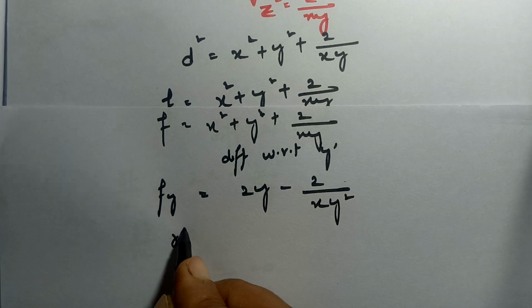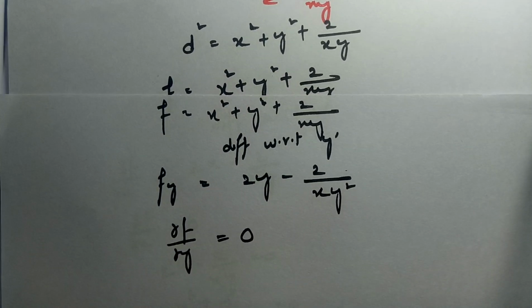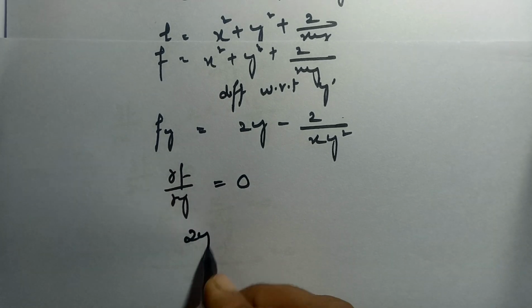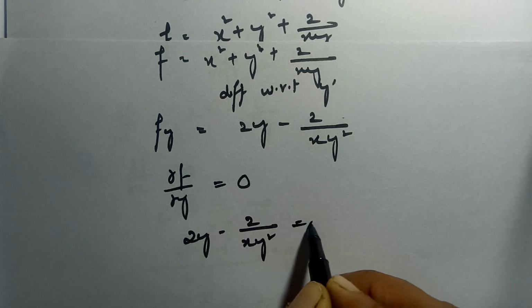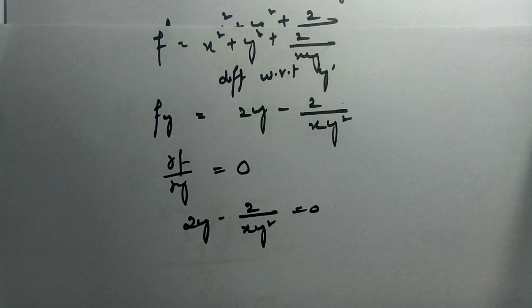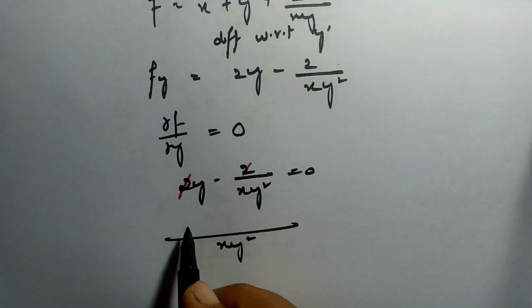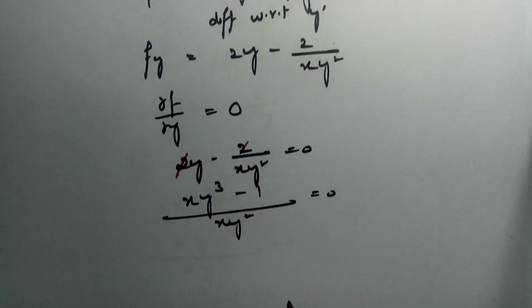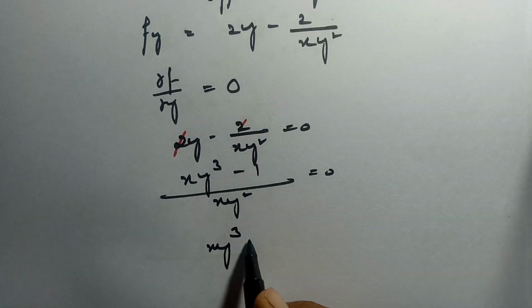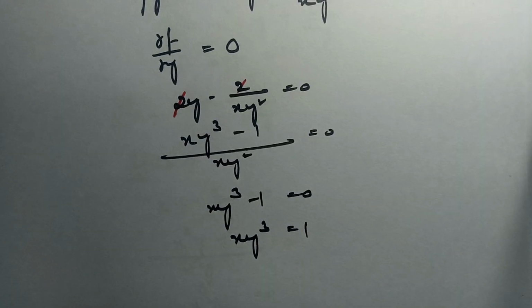So again I have to equate dou f by dou y equal to 0. If I equate it to 0, then 2y minus 2 by x y square is equal to 0. If I cancel this 2, and again take x y square as an LCM, then it will be x y cube minus 1 is equal to 0, and x y cube is equal to 1.